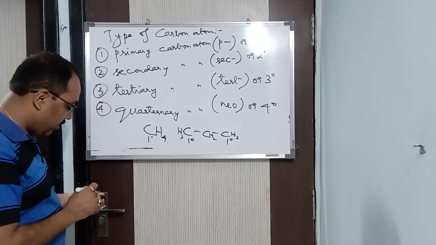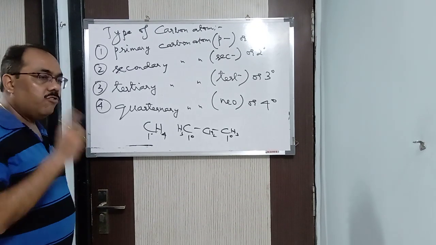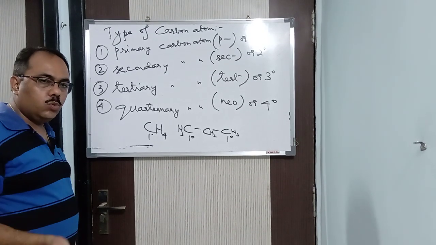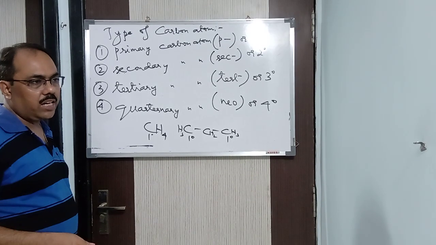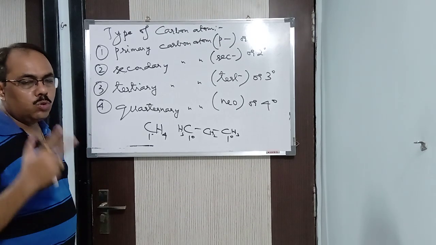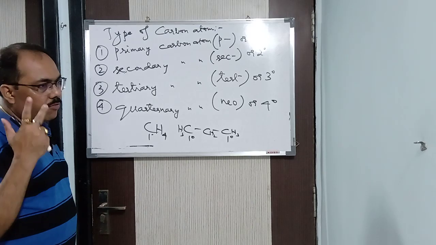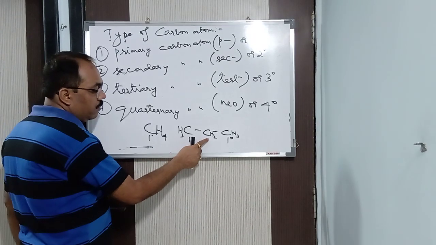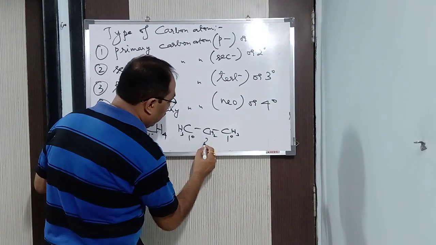Now see the next one. Secondary carbon atom. When one carbon atom is attached to two other carbon atoms, that is called a secondary carbon atom. Again I repeat, when one carbon atom is attached to two other carbon atoms, that is known as secondary carbon.